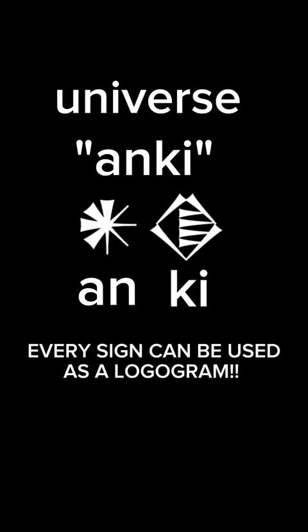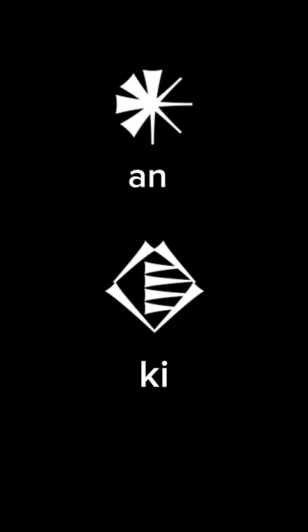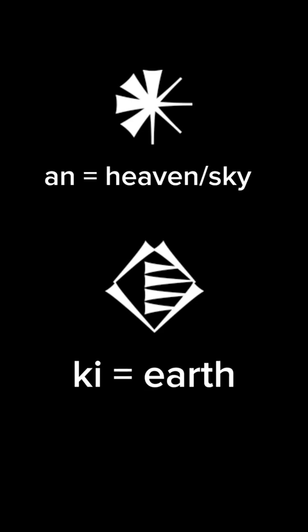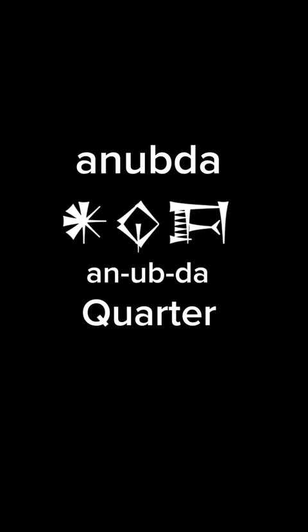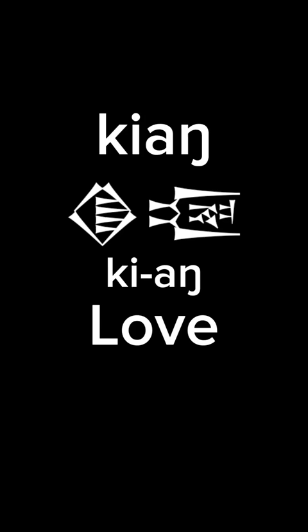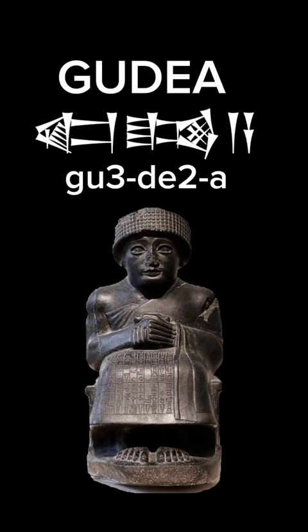However, every sign in Sumerian can be used as a logogram. So if we were to take these individual signs, An and Ki, they have their own specific individual meanings. An means heaven or sky, and Ki means earth. Now, these are being used as logograms and morphemes. Other examples of syllabograms are Anupta, which means quarter, Kiang, which means to love or beloved, or they can be used to build names, like the name of the ruler Gudea. Sumerian uses a tiered system, which basically looks like this, which ultimately works together to form sentences.